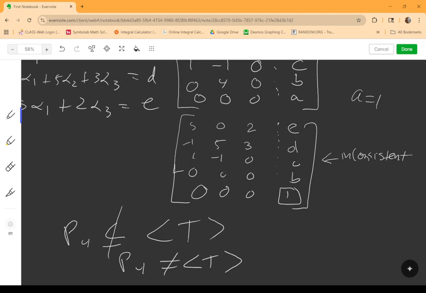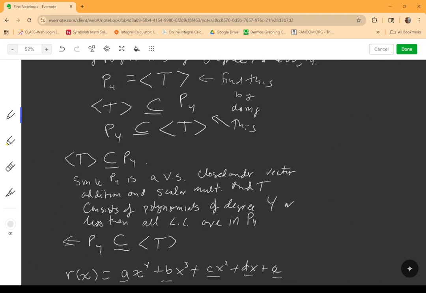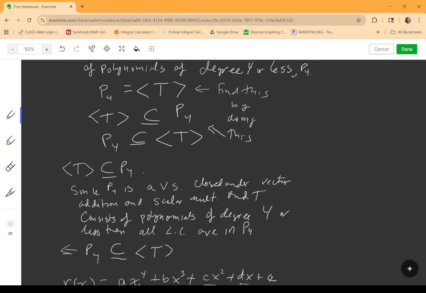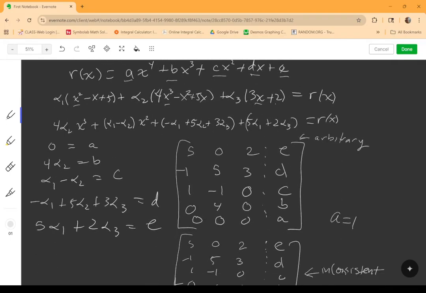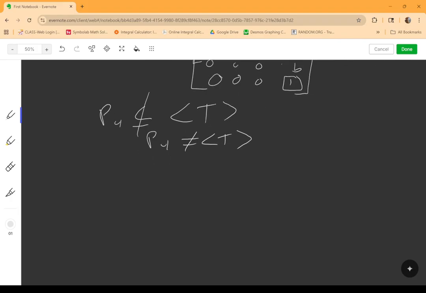So T will not span P4. And you could have picked up on this if you looked at the set to begin with: there's not enough there. You look at the highest degree, that's cubed, and we're talking about the set P4, so there's no way you can get any polynomial of degree 4. So right away we could say this is not going to work, or we could have done it this way and come to the same conclusion.